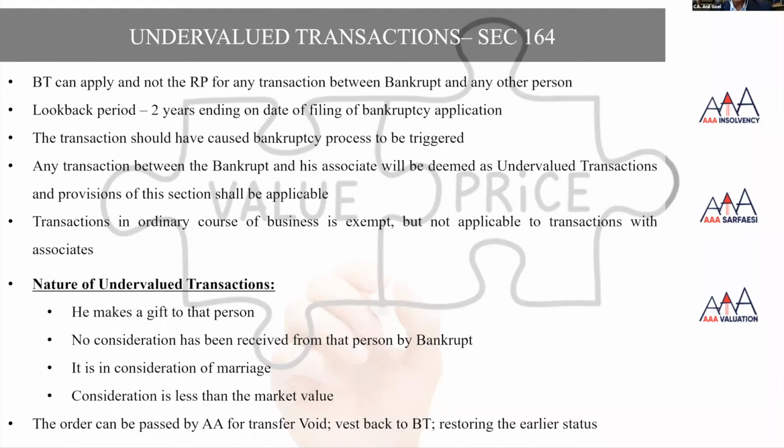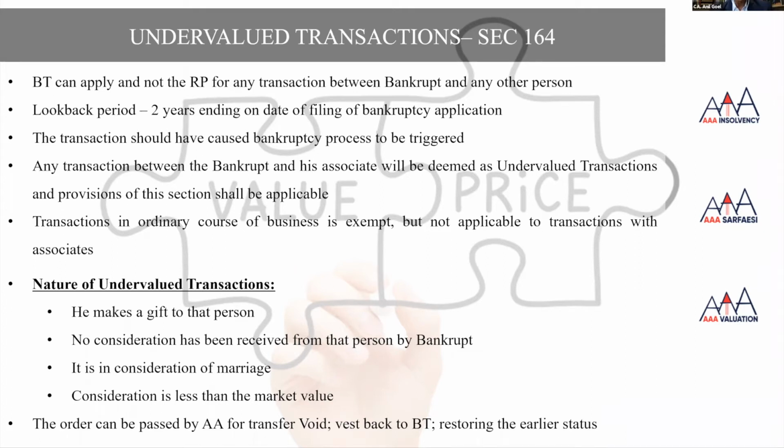It is only the bankruptcy trustee who can apply to the adjudicating authority for any such transactions between the bankrupt and any other person. Undervalued transaction between the bankrupt and any other person, not between the debtor. It is only between the bankrupt. The look back period is 2 years, ending on the date of the filing of the bankruptcy application. Filing of the application, not the commencement of the bankruptcy.